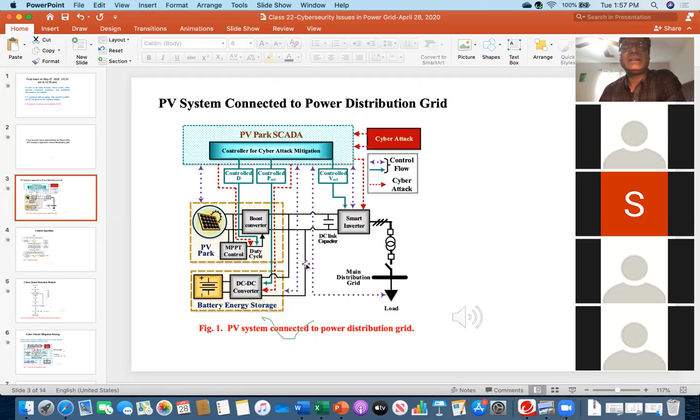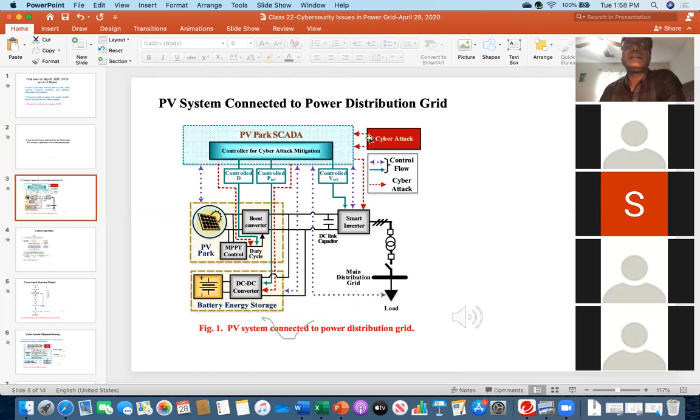These magenta colored dotted lines are for the bidirectional communication. For example, SCADA is sending signal to the smart inverter, the smart inverter is sending signal to SCADA, bidirectional communication. Similarly, SCADA has communication with the smart load, SCADA has communication with energy storage, and the PV system. The red lines, those are the cyber attack lines.